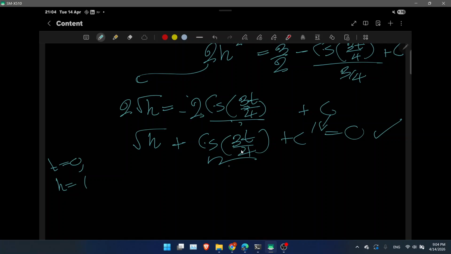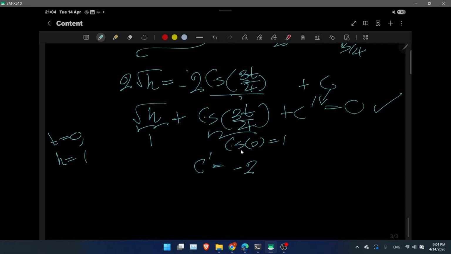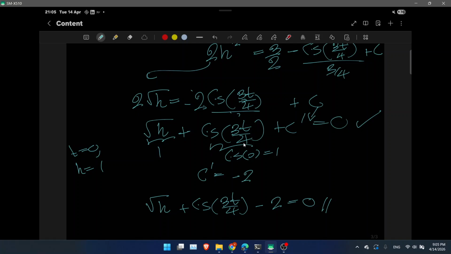When t is equal to 0, this becomes cos 0. Cos 0 is equal to 1. So square root of 1 is 1, and 1 plus 1 is 2. So c dash is simply minus 2. So the answer for the question is square root of h plus cos 3t over 4 minus 2 is equal to 0. So this is the solution.